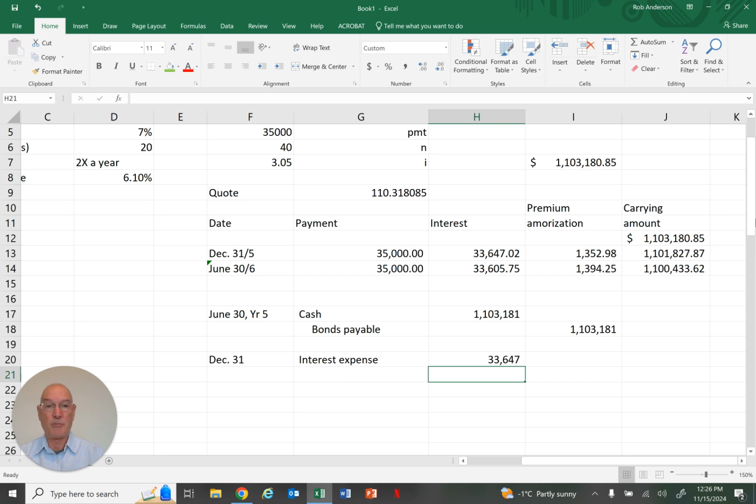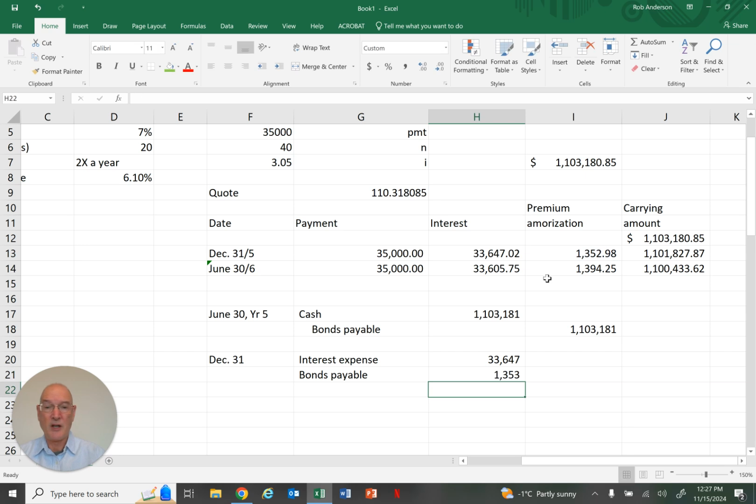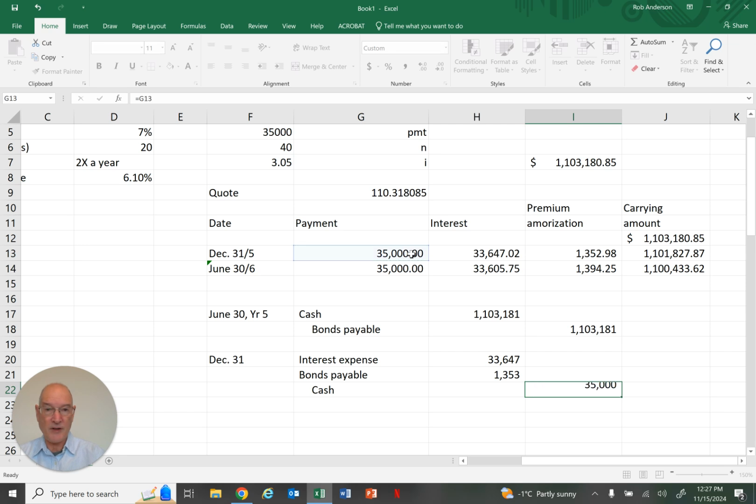Now, I want you to notice that the bond carrying amount is going down. How do we reduce a liability? We reduce a liability with a debit. So we have to debit bonds payable, and that's going to decrease the carrying value of the bond. So here's my bonds payable debit. And of course, the coupon payment itself is cash. So here's the coupon payment right there, $35,000. So that's our entry. That's it.